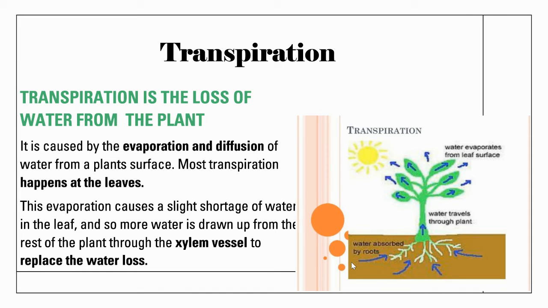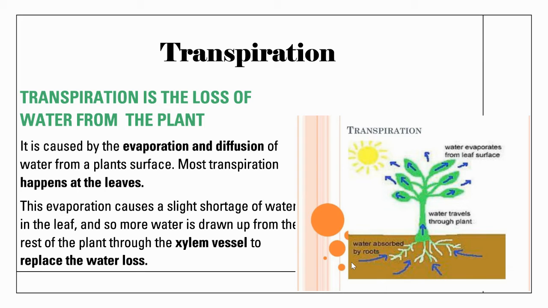So transpiration is the loss of water from the plant. So this is the definition, and you will need to know this for your exams, as they may come as 1 or 2 markers. So memorize or learn this definition. And transpiration is caused by the evaporation and diffusion of water from a plant surface. So most transpiration happens at the leaves. As we've seen in the last video, leaves contain stomata, hence most transpiration happens there.